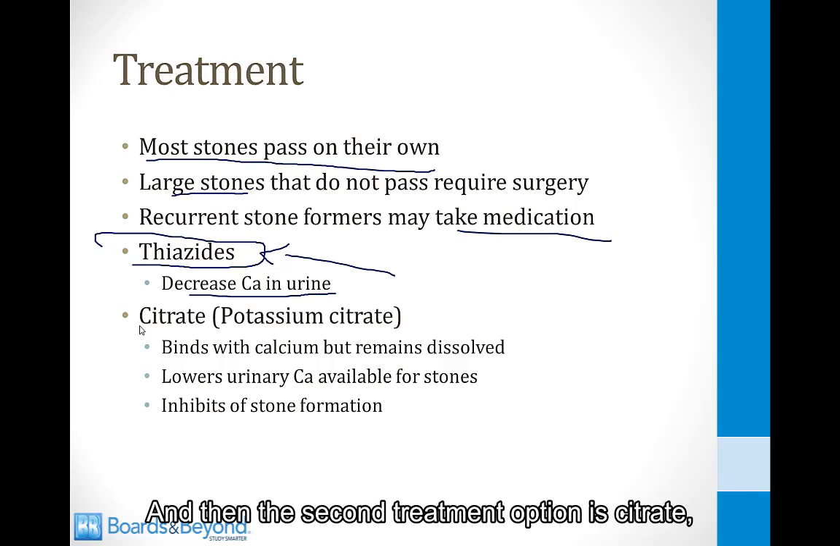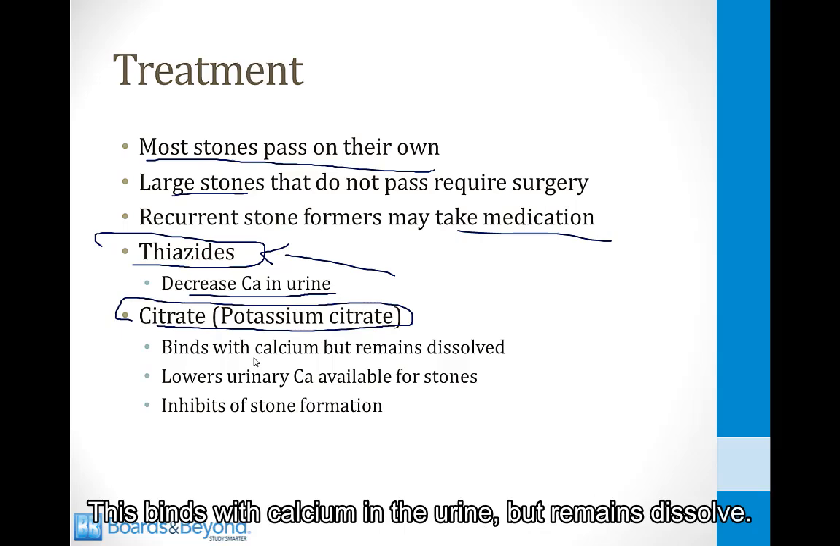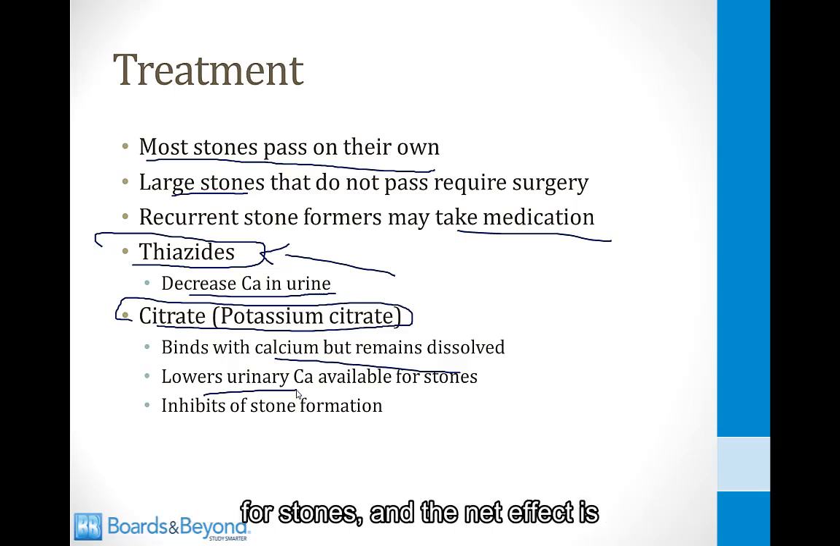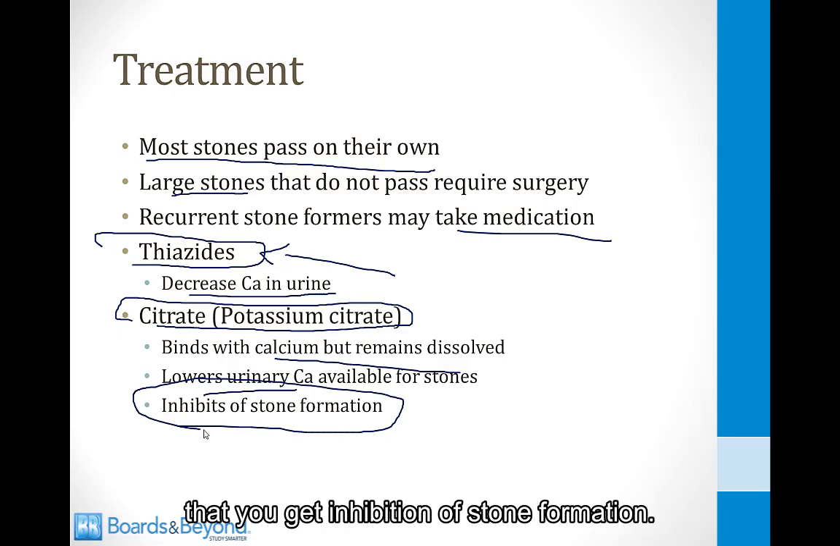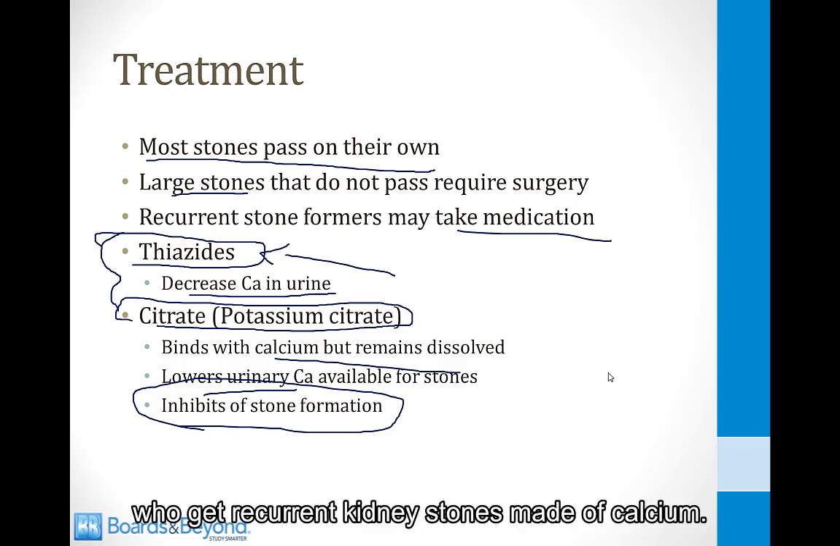And then the second treatment option is citrate, which is taken in the form of potassium citrate. This binds with calcium in the urine but remains dissolved, so it lowers the urinary calcium that's available for stones, and the net effect is that you get inhibition of stone formation. So either of these two drugs are options for patients who get recurrent kidney stones made of calcium.